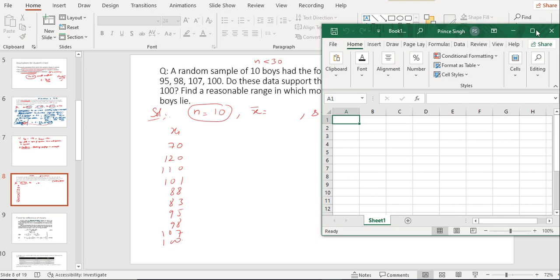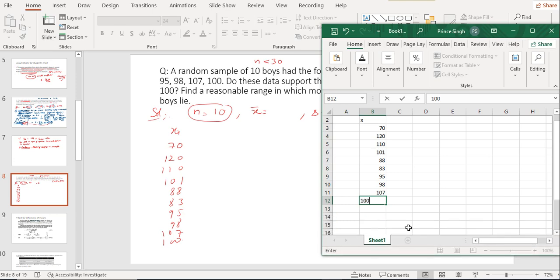So in Excel, if I simply take this particular data, the values of x are 70, 120, 110, then 101, then 88, then 83, then 95, then 98, then 107 and then 100. So we are given 10 observations. With the help of these 10 observations, let us first calculate the sample mean.